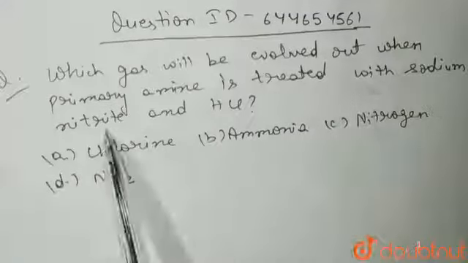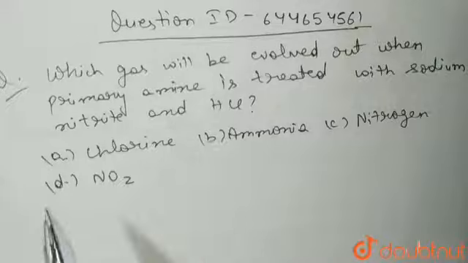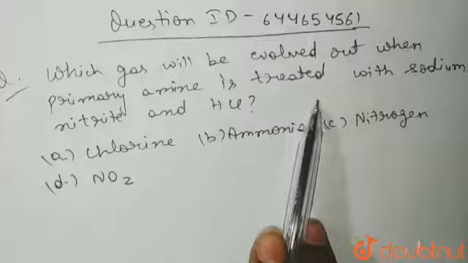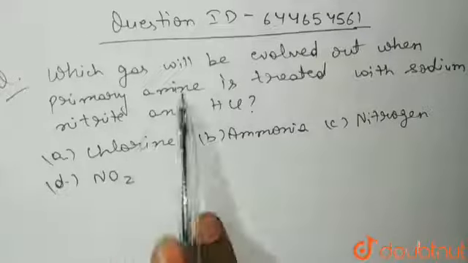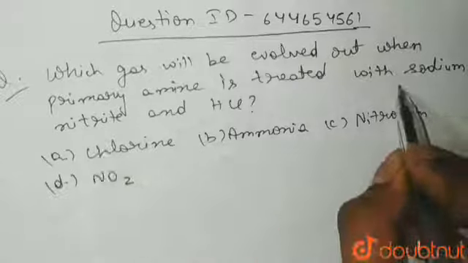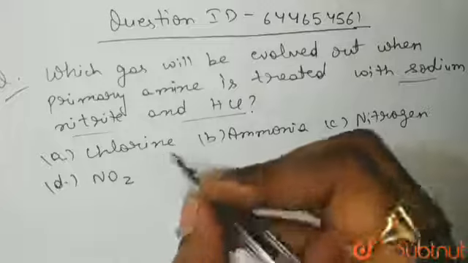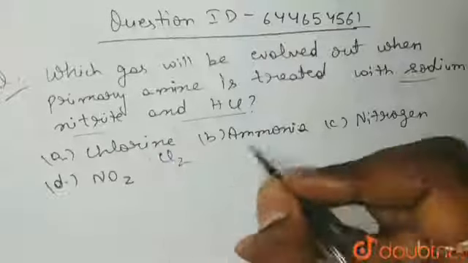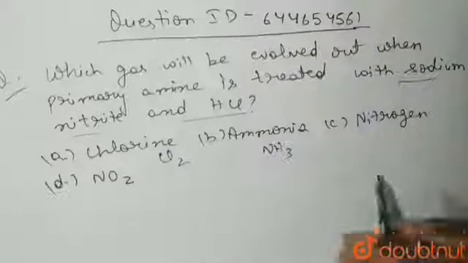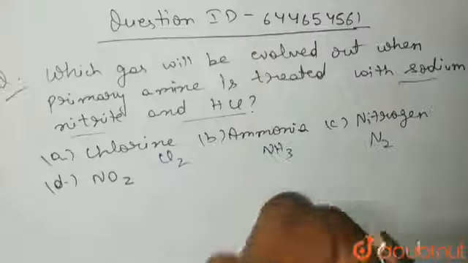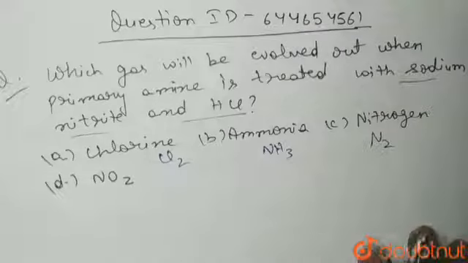Hello students, the question is, which gas will be evolved out when primary amine is treated with sodium nitrite and HCl? So here we need to tell which gas will be evolved when we treat our primary amines with sodium nitrite and HCl. Your options are chlorine, which is Cl2, ammonia, which is NH3, nitrogen, which is N2, and NO2, that is nitrogen dioxide gas.